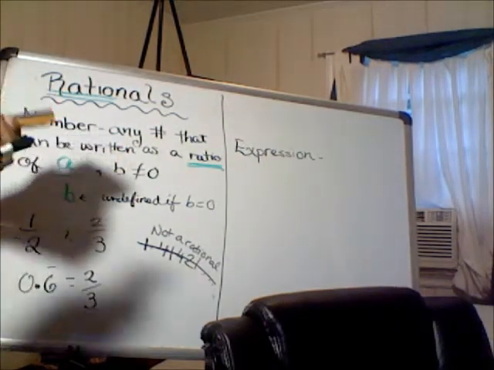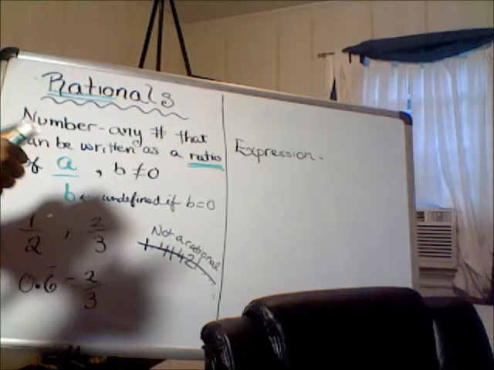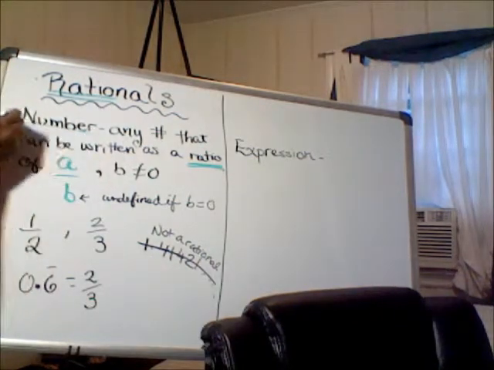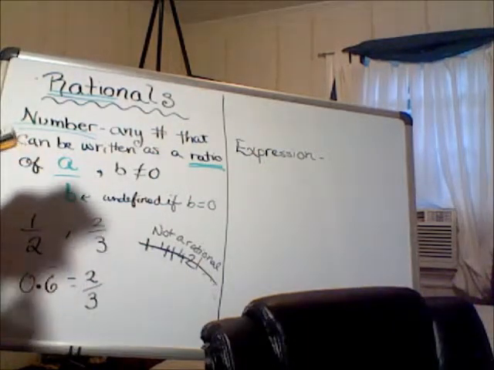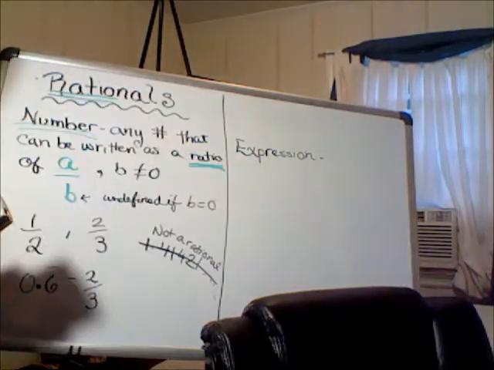Now there's certain operations that we do with rational numbers. That's adding, subtracting, multiplying, and dividing. And we're going to talk about that in our next video. So we learned about rational numbers. Now let's talk about rational expressions.